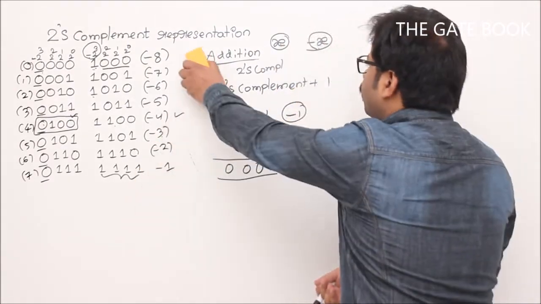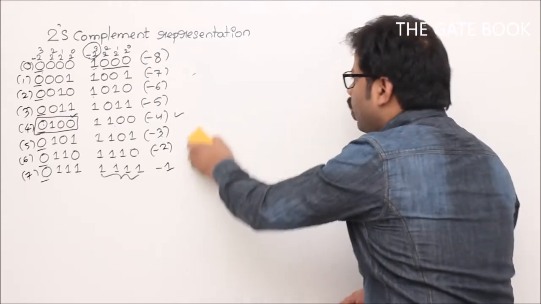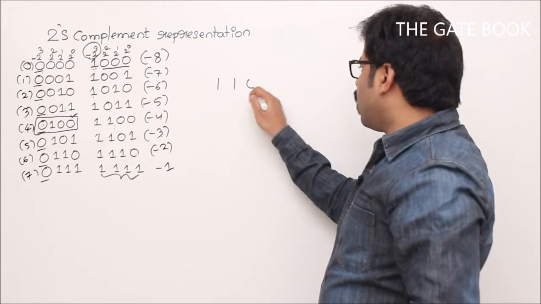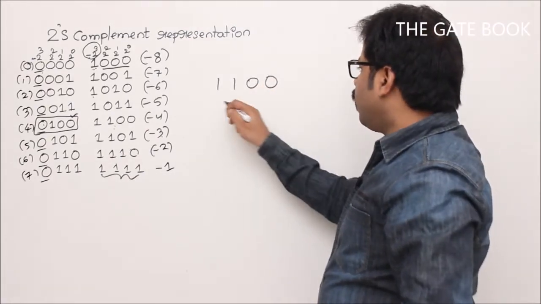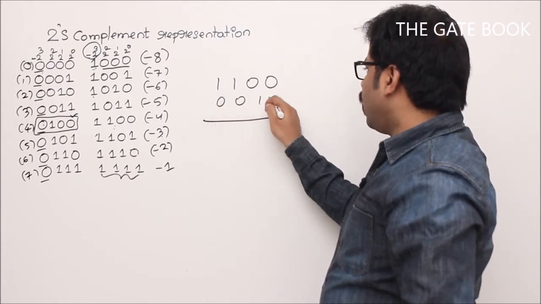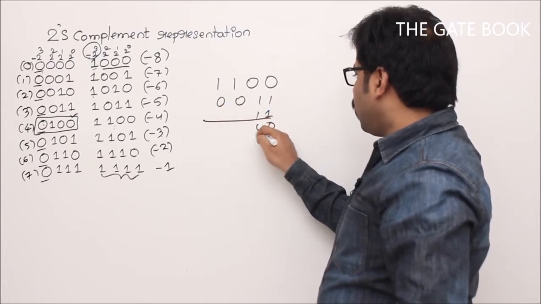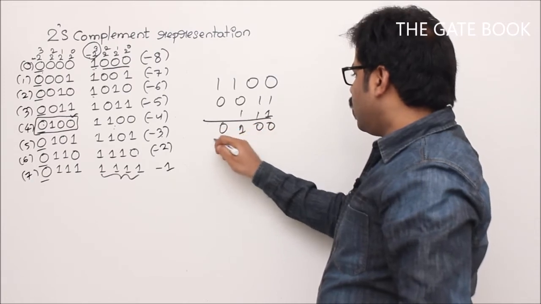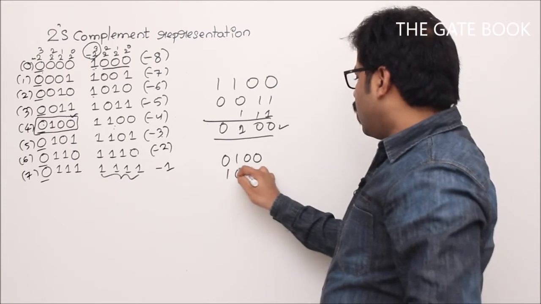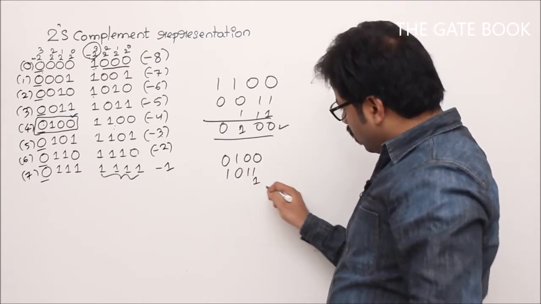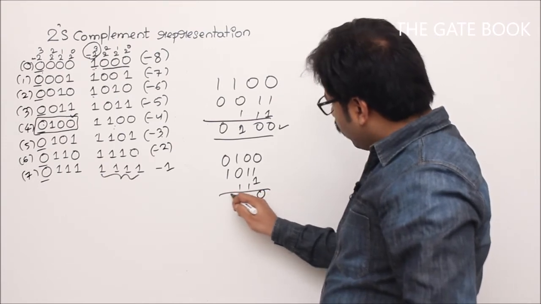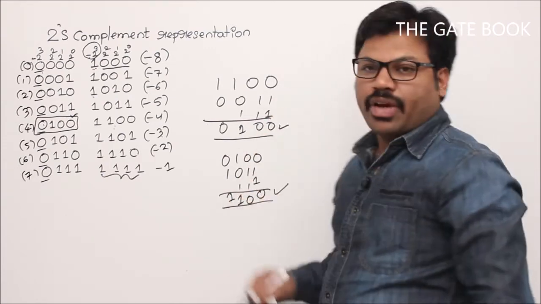Let's check it out. Take the example 1, 1, 0, 0. For that we do 2's complement two times. If you do that the first time, apply bitwise complement: 0, 0, 1, 1. Add plus 1: 1 plus 1, 0; 1 plus 1, 0; 1 plus 1, 0, giving 0, 1, 0, 0. Then again you do it: 0, 1, 0, 0, complement is 1, 0, 1, 1. Then add plus 1: 1 plus 1, 0; 1 plus 1, 0; giving 1, 1, 0, 0. Yes, you got your number back.